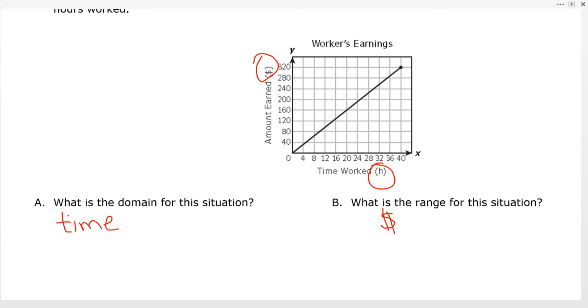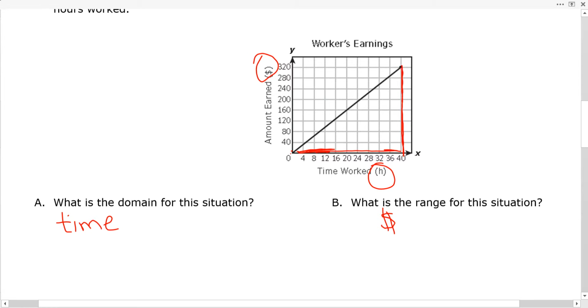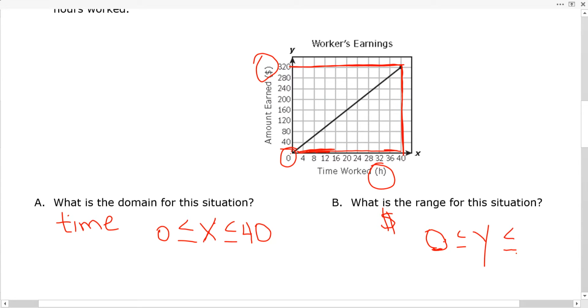The domain goes from, and you can draw, remember we talked about drawing boxes on these. You don't need to as much with these because they almost always start at 0. So the domain is going to be 0 less than or equal to x, which is the time, less than or equal to 40 hours. And the range is going to be 0 less than or equal to y, less than or equal to $320. So you can make up to $320, but not more.